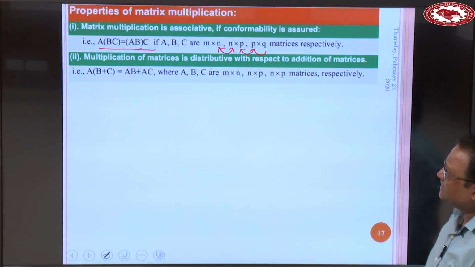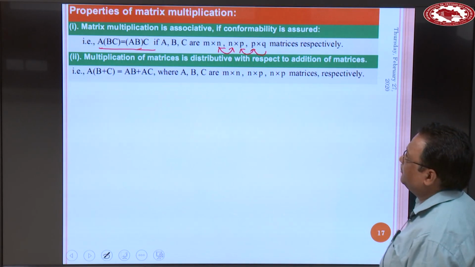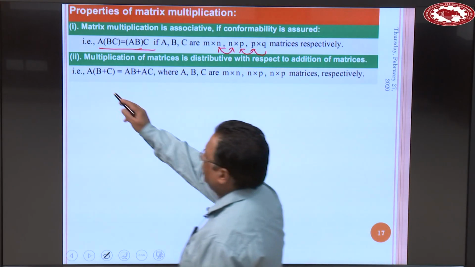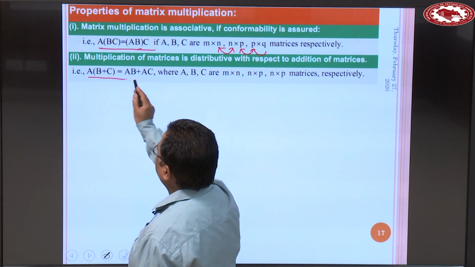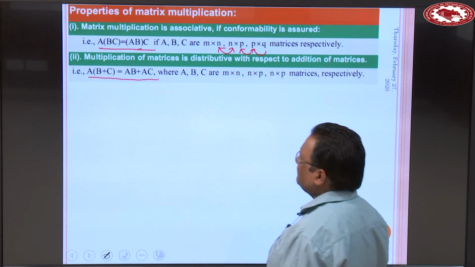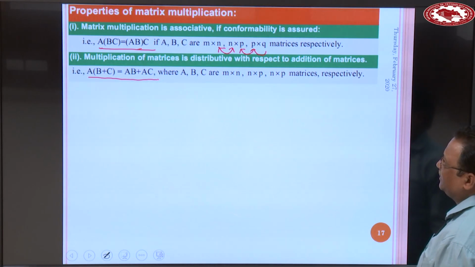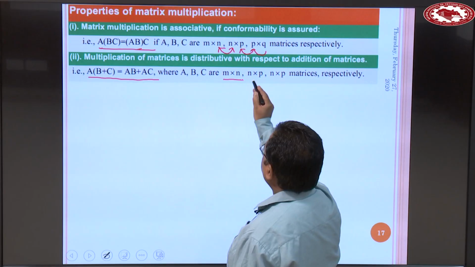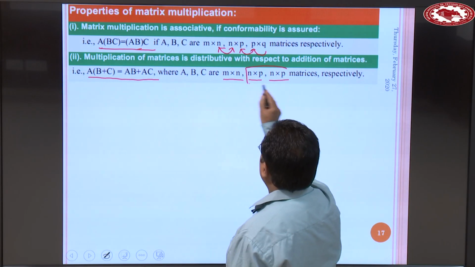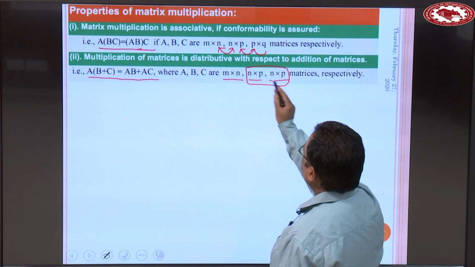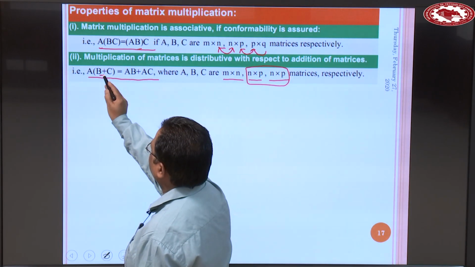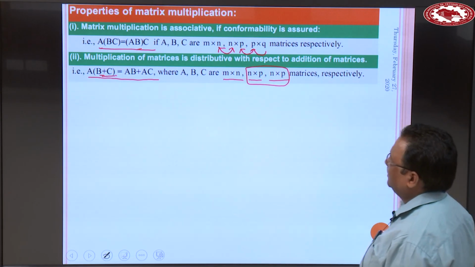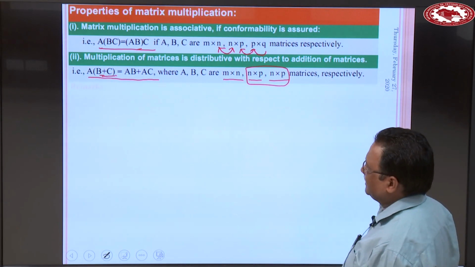Now, the second property is that multiplication of matrices is distributive with respect to addition of matrices. This means that A(B plus C) is equal to AB plus AC, where A, B, C are m by n, n by p, n by p matrices respectively. The reason is B and C are of the same order, so the sum B plus C is possible.